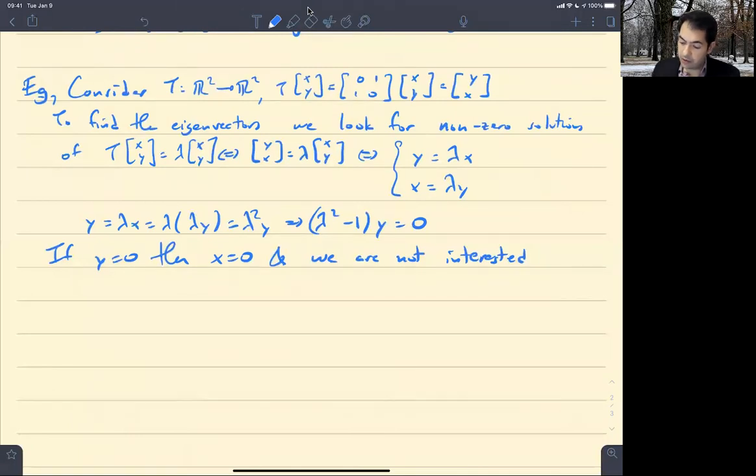Okay, so if y is not equal to 0, then you have lambda squared minus 1 is equal to 0. So lambda is equal to 1 or lambda is equal to minus 1.